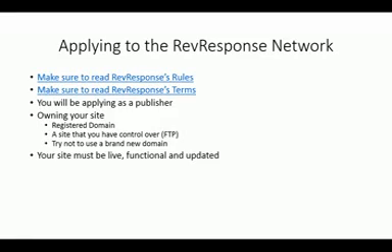Now, RevResponse requires that your site should be live, it should be functional, and it should be updated. So they're going to check your website. They're going to want to look at it to see if it's something that you're posting to, or at the very least, it looks like there is activity, that there looks like there is traffic. They're probably going to want to check something like Alexa. So again, this should be a website, if possible, that you're already using, right?